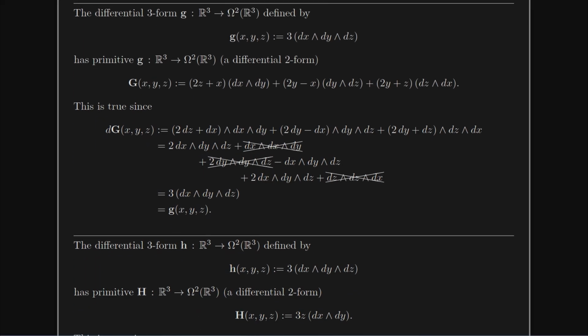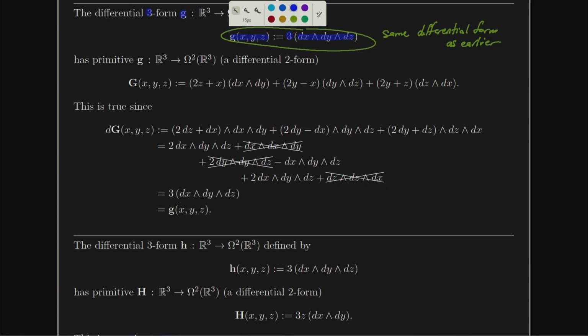Let's get another example of a primitive. So here I've got the differential 3 form g of x, y, z equals 3 times dx wedge dy wedge dz. This is actually the same differential form as earlier. I give it the new name g. Not a big deal. I propose that there is a different primitive here, this capital G. So I claim this other primitive, capital G, as 2z plus x dx wedge dy, 2y minus x dy wedge dz, and 2y plus z dz wedge dx.